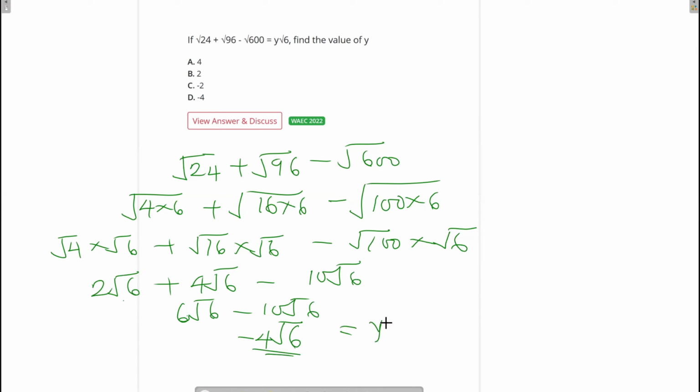6 minus 10, that will be minus 4. Now compare to y root 6. That's our y equals minus 4.